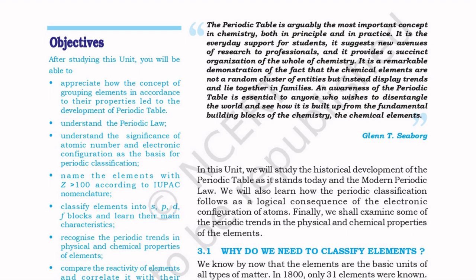classify elements into s, p, d, f blocks and learn their main characteristics, recognize the periodic trends in physical and chemical properties of elements, compare the reactivity of elements and correlate it with their occurrence in nature, explain the relationship between ionization enthalpy and metallic character, use scientific vocabulary appropriately to communicate ideas related to certain important properties of atoms, for example, atomic or ionic radii, ionization enthalpy, electron gain enthalpy, electronegativity, valence of elements.